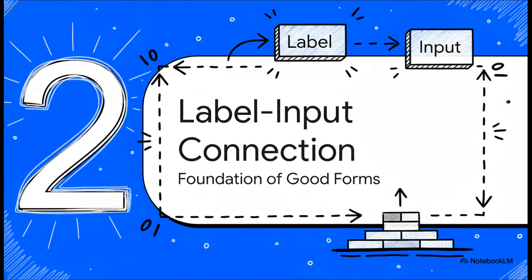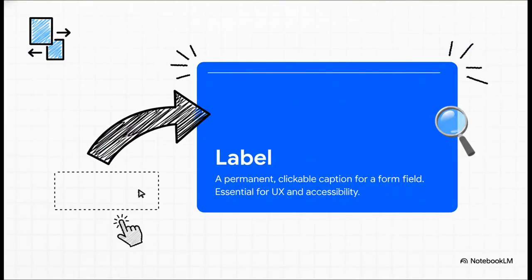So if placeholders are the villain here, what's the hero? It's all about the label input connection. Seriously, this is the absolute foundation of building good forms. This is non-negotiable if you want to be taken seriously as a developer. A label is a permanent caption for a form field, and when you connect it correctly to an input, it does something magical. The text itself becomes a big, clickable target that focuses the field. For usability and especially accessibility, this is a total game changer.